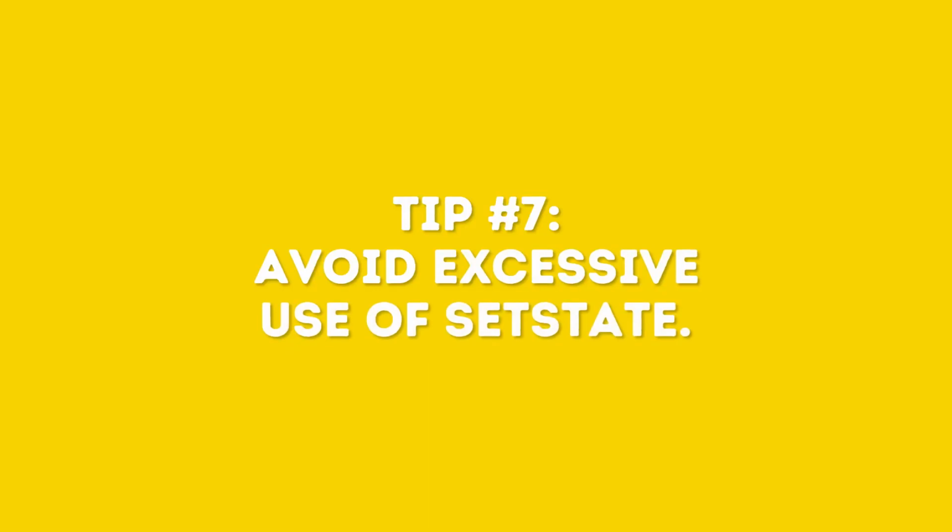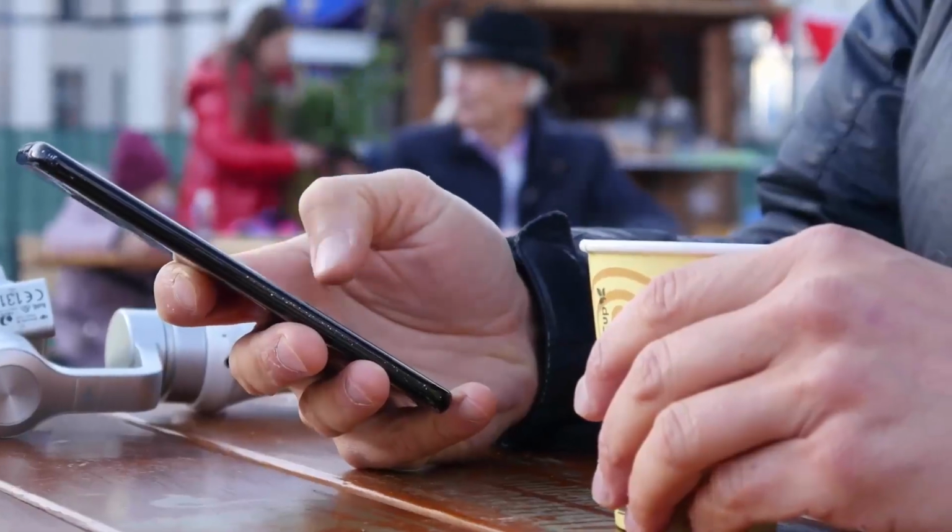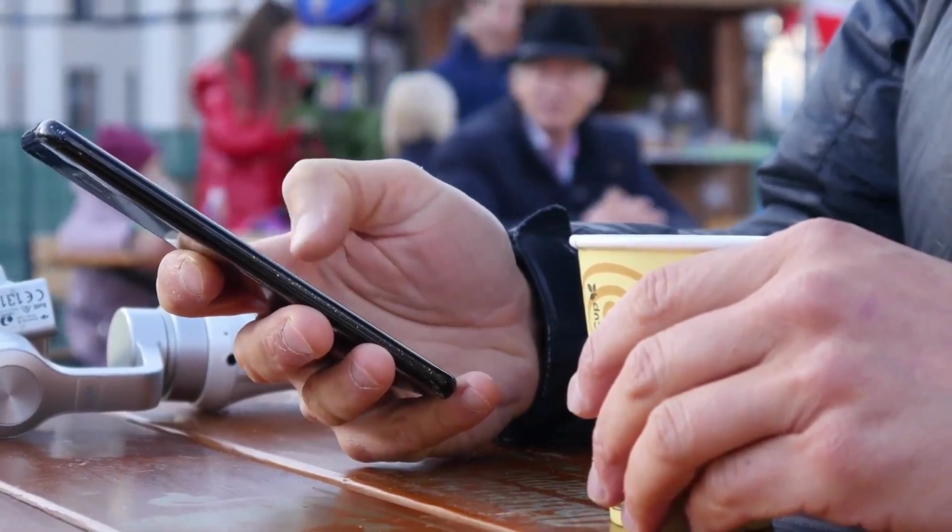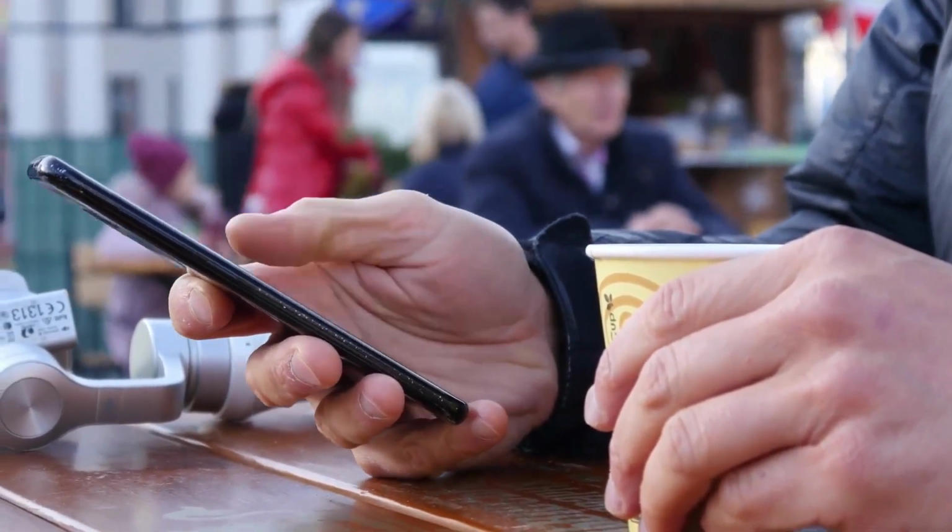Tip number 7. Avoid excessive use of setState. Excessive use of setState can negatively impact performance. Instead, consider using a state management technique that provides a more optimized solution.